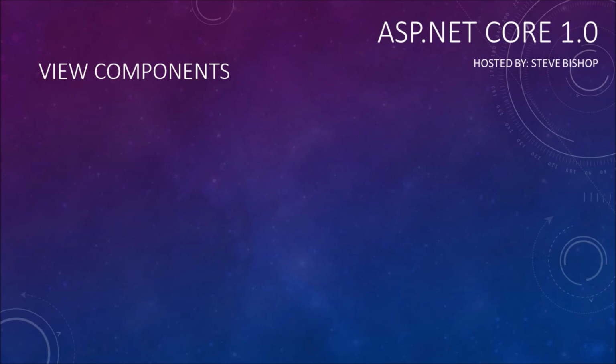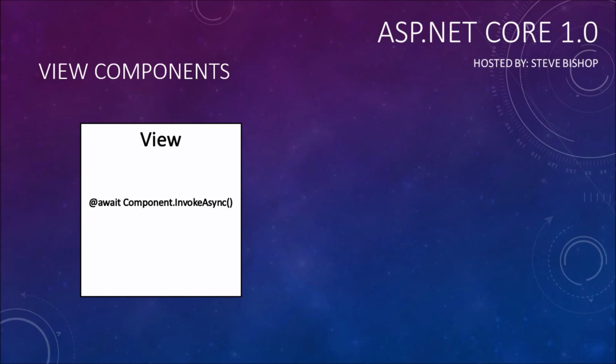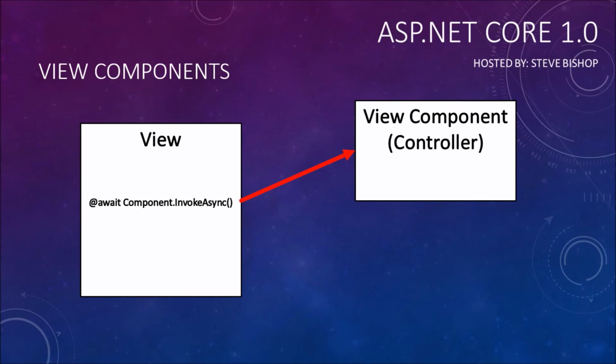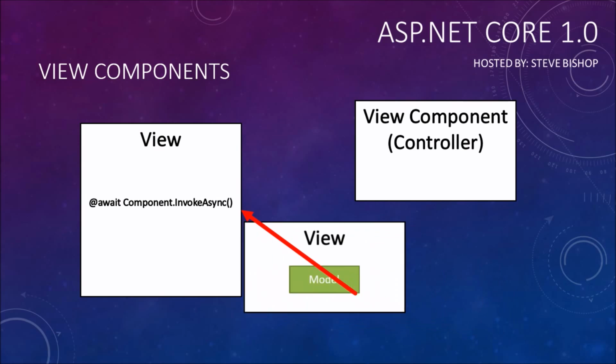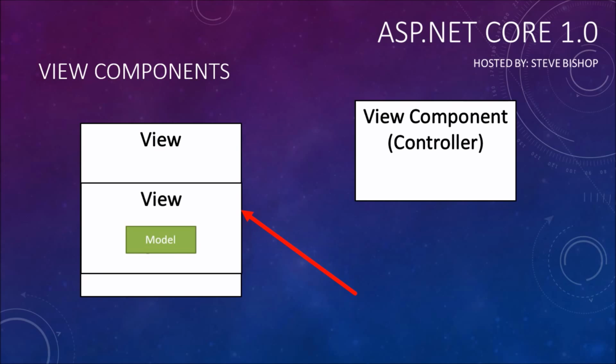View components handle this interaction very differently, in a very significant way. The parent view, you'll notice, is using the await operator, and then it calls the Component.InvokeAsync method. You'll also notice that the parent view does not necessarily have to have a model. That's because when the parent view calls the view component, which acts very similar to a controller, that view component will actually construct the model for you. Then you can pass that model to your partial view, and then you can return that partial view back to the parent view and display it inside of that parent view.